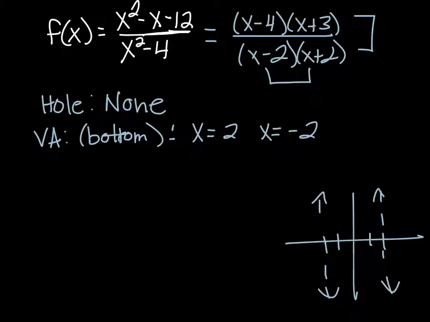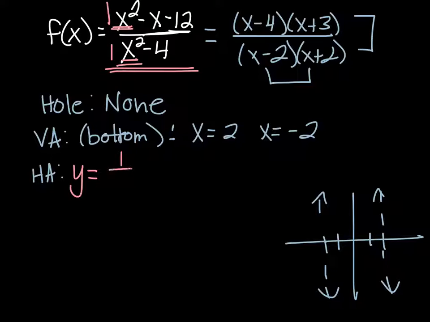The next piece is the horizontal asymptotes. And the horizontal asymptote is y equals, and here's what I do. I go back to the original equation, and if the degrees are the same, which they are, I'm going to put the coefficients over the coefficients. So whatever the coefficients are, I'm going to put that. So in this case, your answer is going to be y equals 1.